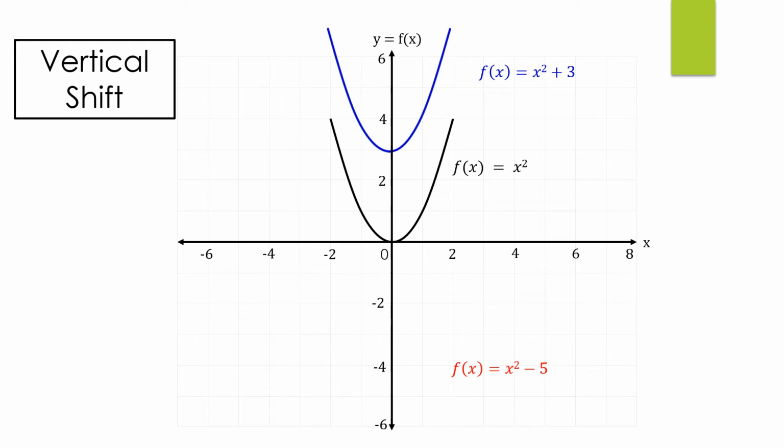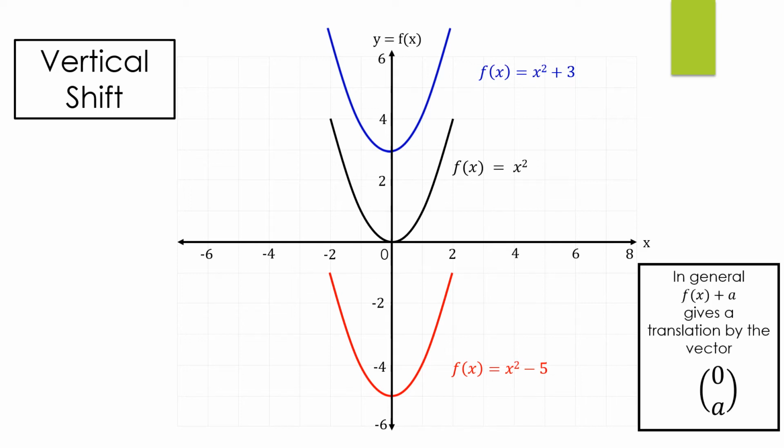For f of x equals x squared minus 5, we're going to move all of our y coordinates down by 5 units. But our x coordinates again are staying identical. So you can see that our negative 1, 1 is now negative 1, negative 4, and our 0, 0 has become 0, negative 5, and our 1, 1 has become 1, negative 4.